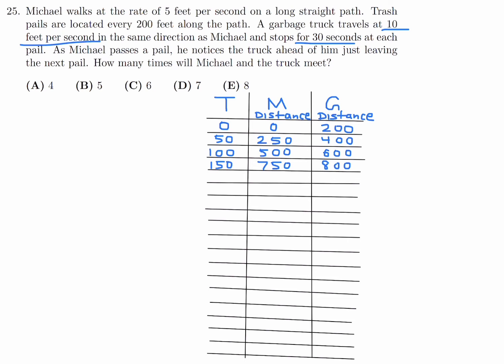Now we get to something that's different, where Michael catches up at 200. He's at 1,000, and now the garbage truck is at 1,000. So he finally catches up to the garbage truck, and that's the first meeting point. All right? And now at this point, the question gets a little bit harder, because we have to now figure out when this meeting point occurs again.